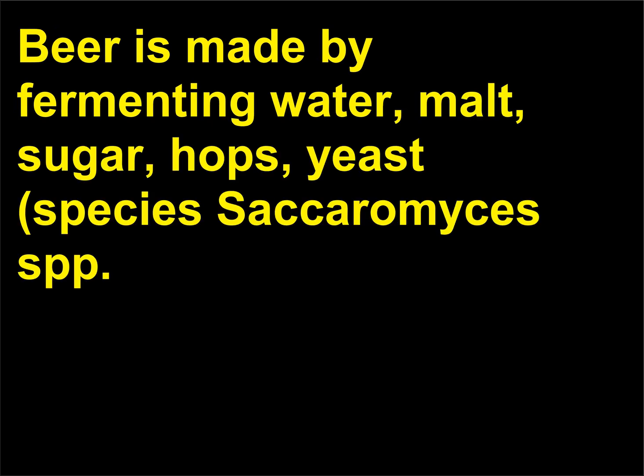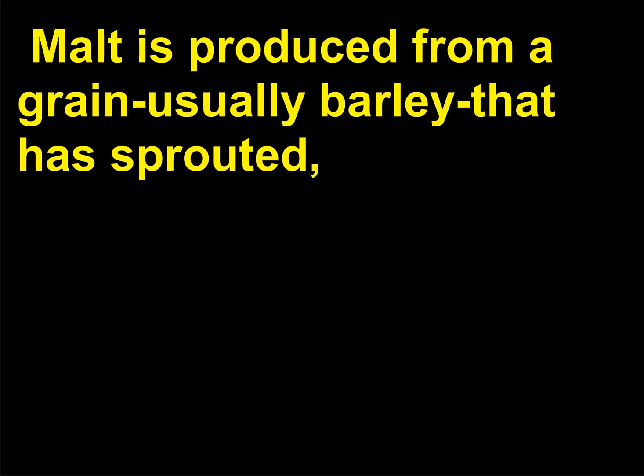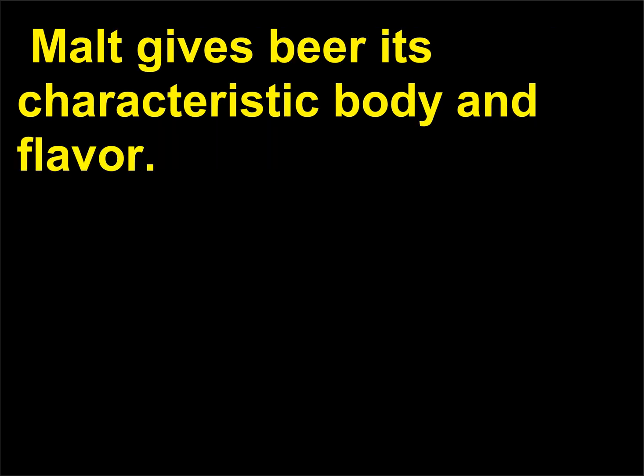Beer is made by fermenting water, malt, sugar, hops, yeast (species Saccharomyces spp.), salt, and citric acid. Each ingredient has a specific role in the creation of beer. Malt is produced from a grain, usually barley, that has sprouted, been dried in a kiln, and ground into a powder. Malt gives beer its characteristic body and flavor.